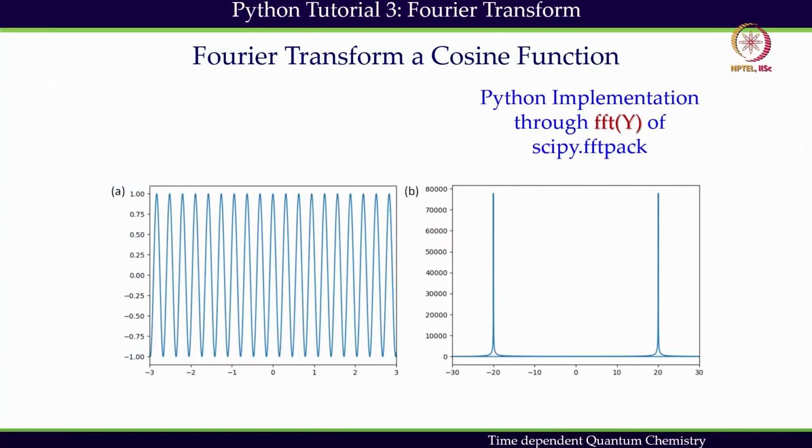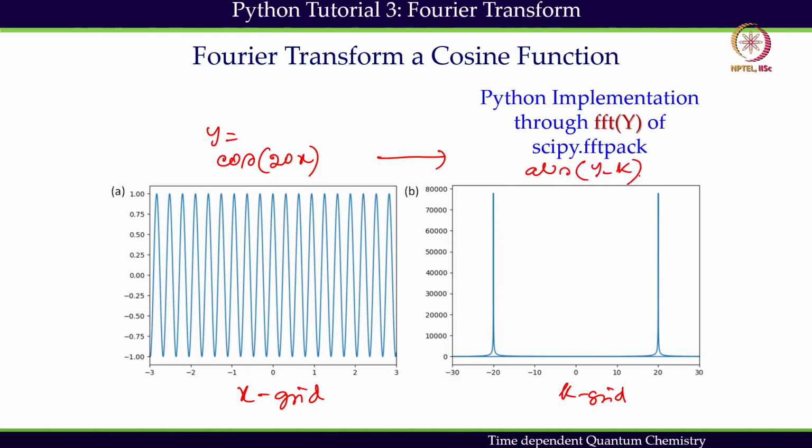So, what we have seen here is the cos function. This is your X grid and this is your K grid. On this K grid we are representing it, and we had cos 20 x, this was the function. Once we have Fourier transformed it, which we have defined as y, we are taking the absolute value of this yk and plotting it, because yk is the Fourier transform function.